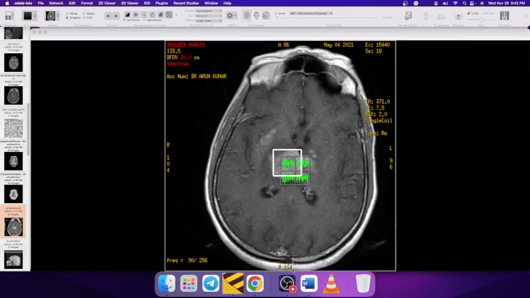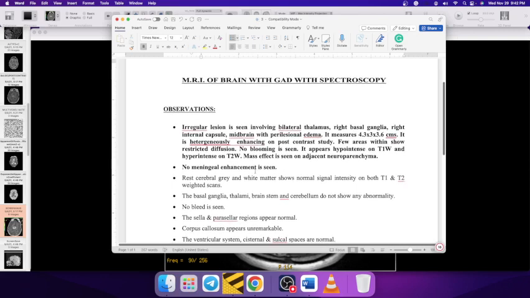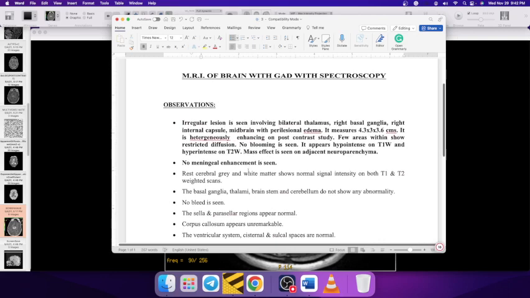And so, based on these, we make a report that there is an irregular lesion seen involving bilateral thalamus, right basal ganglia, right internal capsule, midbrain with perilesional edema, extending to the left basal ganglia region. And we give some sort of a measurement. It is heterogeneously enhancing. Few areas within show restricted diffusion. No blooming is seen, except that old blood product in the left basal ganglia. Then it appears hypointense on T1 and hyperintense on T2. Mass effect is seen on adjacent neuroparenchyma. There is no meningeal enhancement on this post-contrast study.